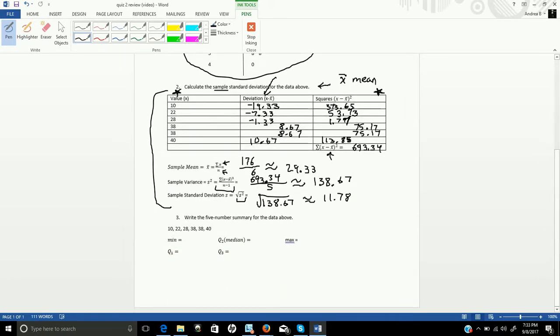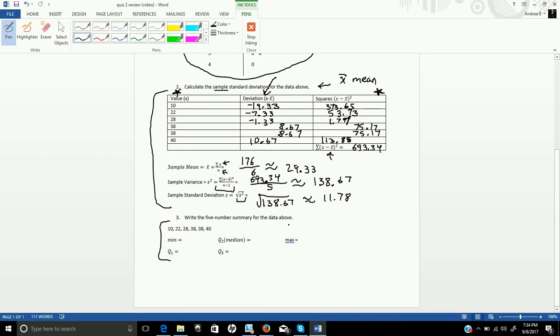And then for this last problem, once again, this part here will not be given. All you'll be given is that you have to write the 5-number summary for the data above. So you're going to have to remember what values are included in your 5-number summary. Those values are your min and your max, and then your 3 quartiles. Your minimum and maximum are the easiest things to find. Minimum is 10, maximum is 40 here.